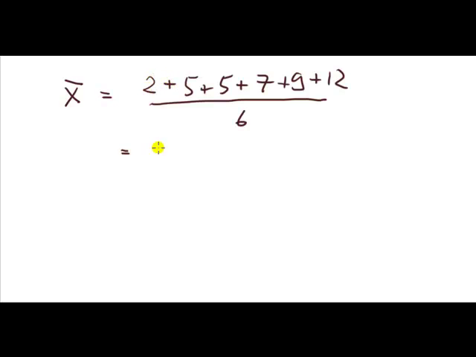So first we have to calculate the sample mean, x bar. The definition is that we add up all the numbers and divide by the number of numbers we've added up. So we've got these numbers, divided by the number of observations, which is 6, and what do we get? We get 40 over 6, which is equal to 6.66 recurring.